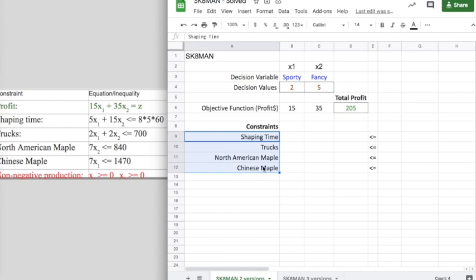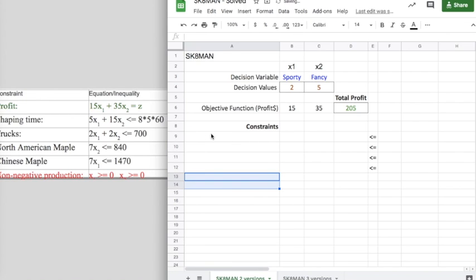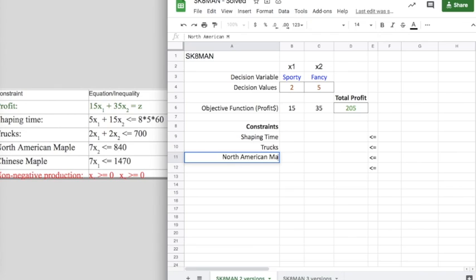All right, so then my constraints, that starts out blank. I started typing them in. So my first one is shaping time. My second constraint is the number of trucks that we make or that we use. The next constraint is North American maple. And then the last constraint is the amount of Chinese maple we use. All right. In this region, we're going to put the number of each of those things that we make for one sporty or one fancy.